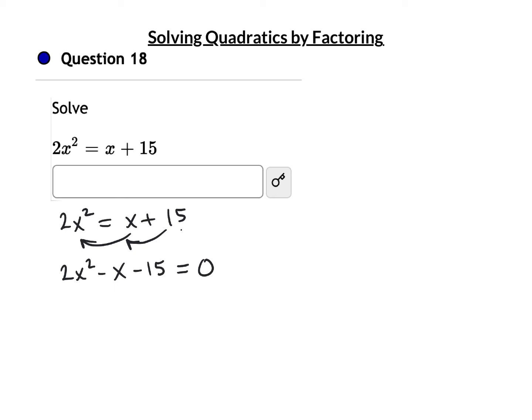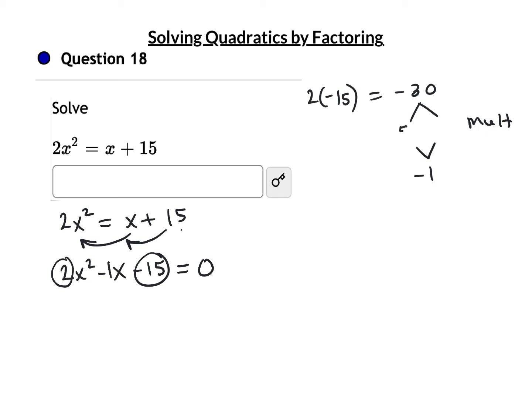This is the harder type of standard form. I'm going to take 2 times negative 15. That's negative 30. I need two numbers that multiply to negative 30, but when I add them, they make a middle term of negative 1. That's my middle. That'd be 5 and 6. So 5 times negative 6 is negative 30, and 5 plus negative 6 is negative 1. Let's rewrite the middle term. 2x squared plus 5x minus 6x minus 15.